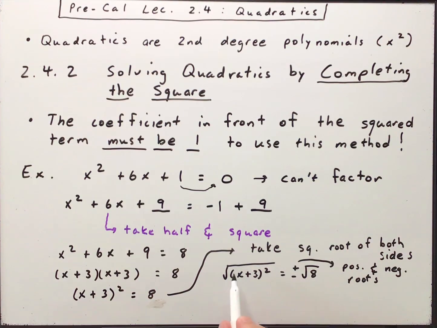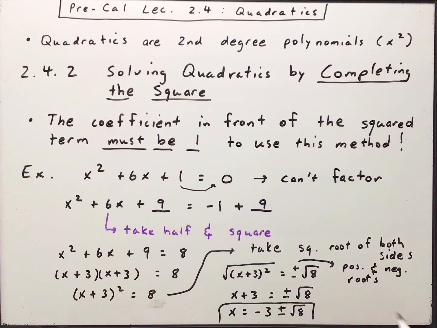Okay. So the square root and the squared term cancel each other out, and you just have x + 3 is equal to plus or minus the square root of 8. And then we're going to move the 3 to the right, so x is equal to −3 plus or minus the square root of 8. So that's your two solutions, −3 plus or minus the square root of 8.